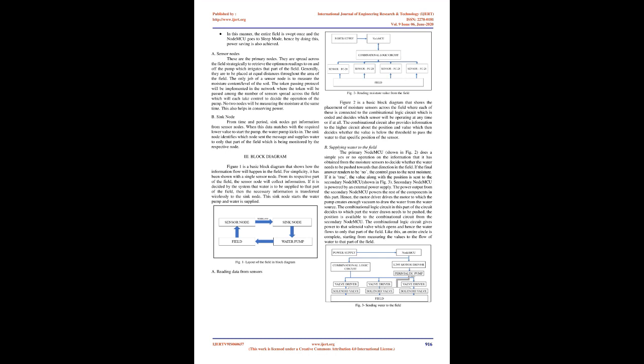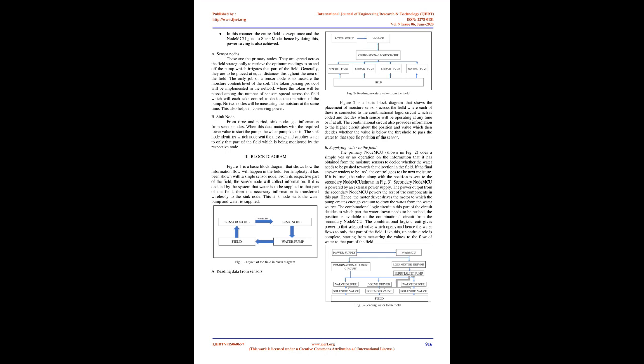While the water is being supplied, the sensor node of that particular part of the field waits for a certain duration of time, then continues to check the moisture of the same part again as a cross-check before moving on to the next. When the desired level of moisture is achieved by the field, another message is sent to the sink node to stop the water supply. Then, the control moves to the next part of the field. In this manner, the entire field is swept once and the node MCU goes to sleep mode, hence by doing this, power saving is also achieved.